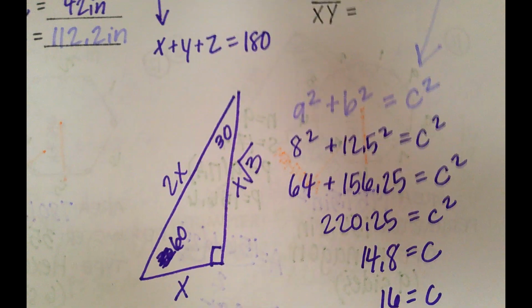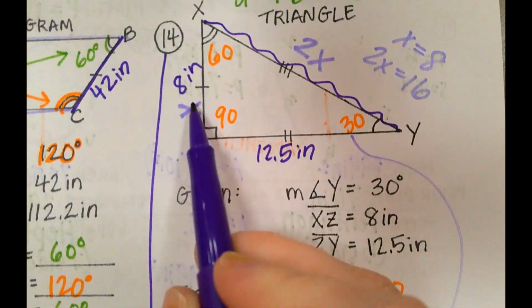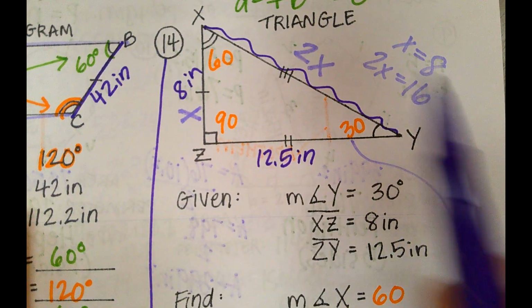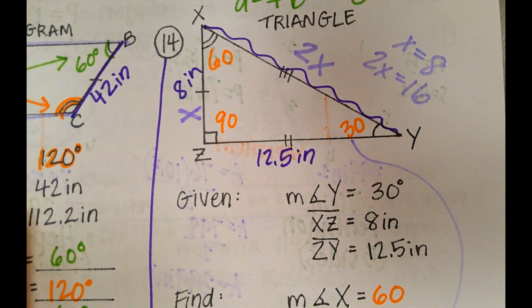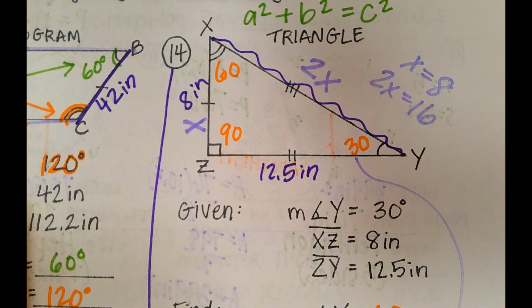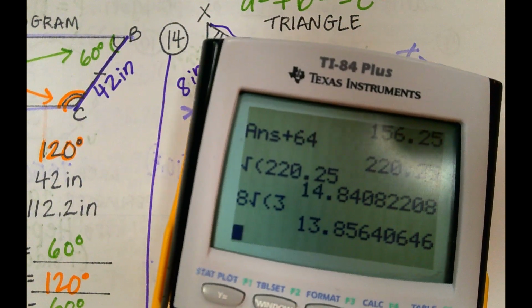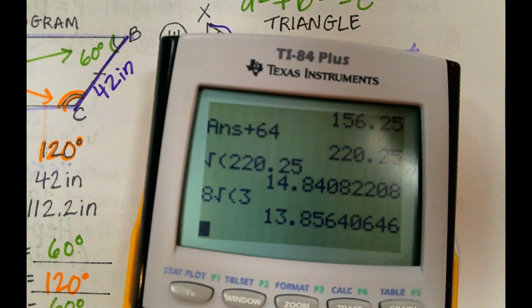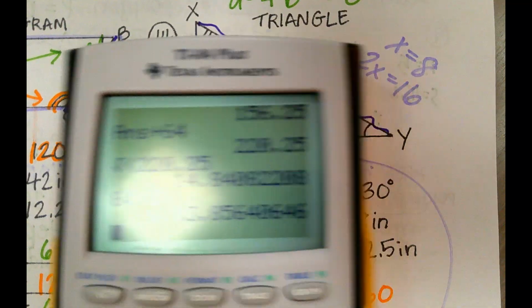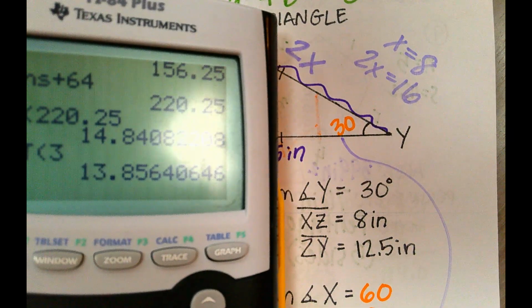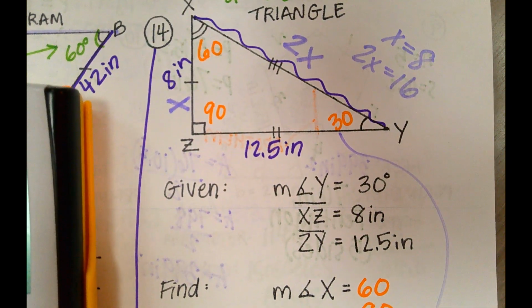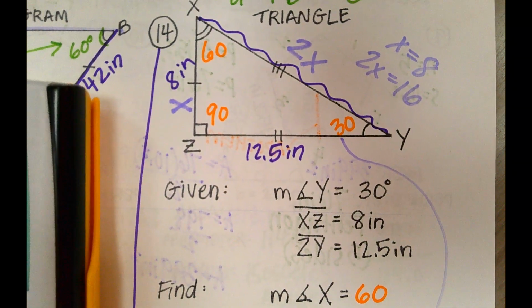Yeah. Now let me see this real quick. If X is 8 and this is supposed to be X radical 3, let me see if 8 radical 3 is actually 12.5, because that's what it should be. Oh, it's not. I gave you the wrong number. Oh my gosh, guys. That's embarrassing. 13.8564, blah, blah. That's what it should be. ZY should not be 12.5.